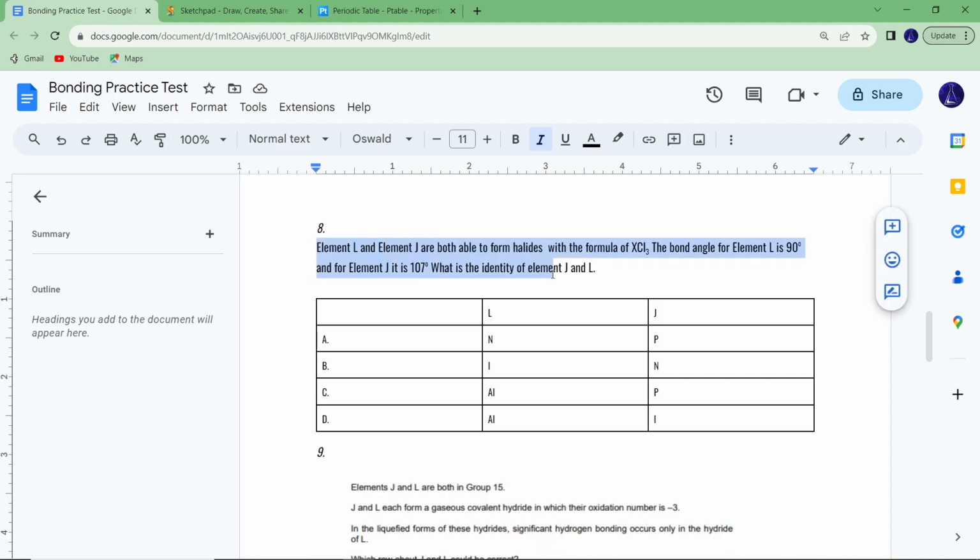Question number 8. If element L and J are both able to form halides with the formula XCl3, the bond angle for element L is 90 degrees, and the bond angle for element J is 107. What is the identity of both J and L?